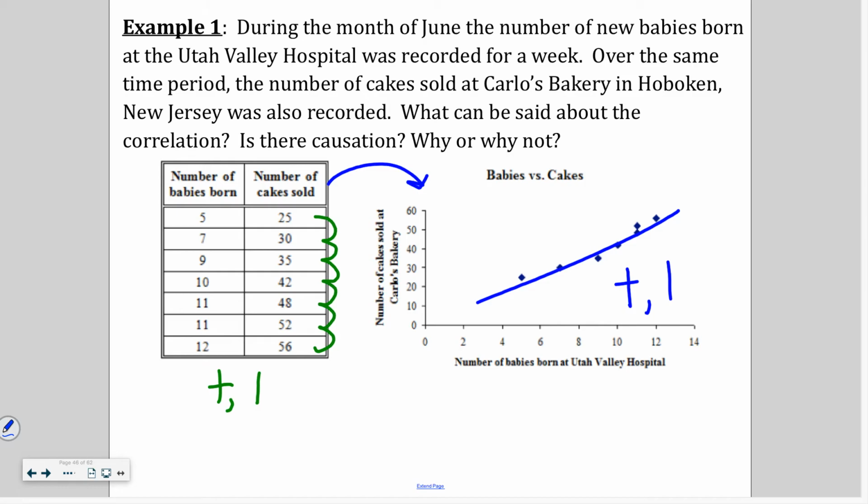All right, think about it. Do you think more cakes are sold because more babies are born? No, it just happens to be a correlation, or however they say, a coincidence. Okay? So they're similar, they're alike, but there is no causation.